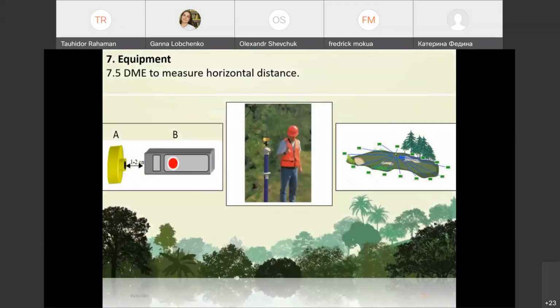And we also use DME. It is a very useful tool in the circular plot, because if we put this type of transponder in the center of the plot, as we see in the right side figure, there is a yellow dot, meaning the center of the DME, and we can walk through the periphery, and we can take the measurement of horizontal distance. And by this, we are able to understand whether the tree is within our plot, or outside of our plot. So this is a very useful tool in every case.